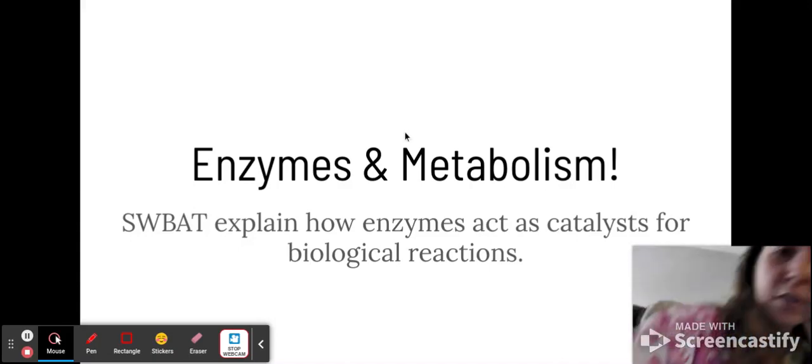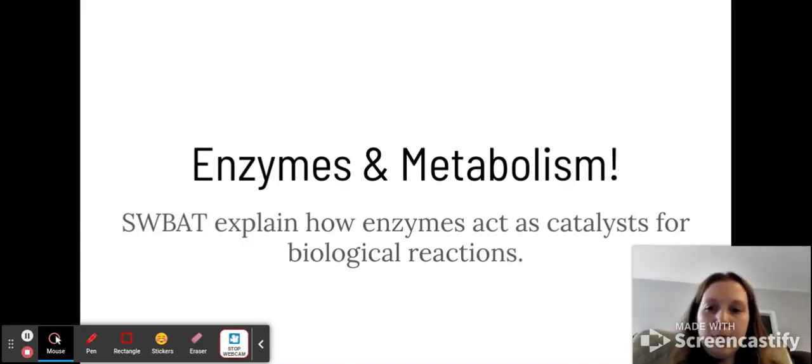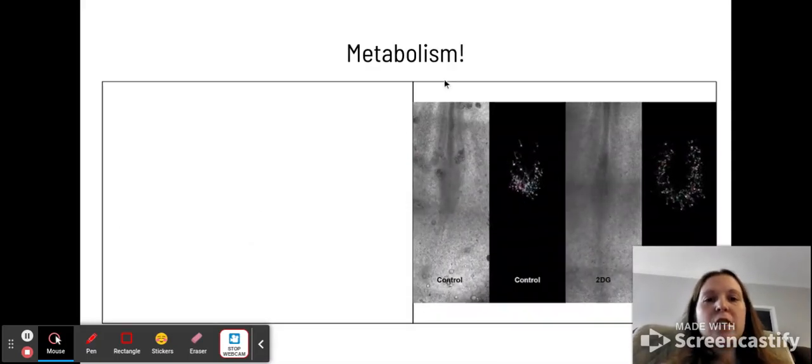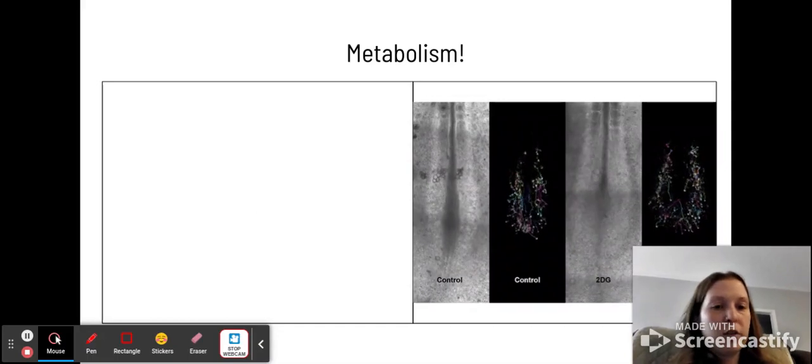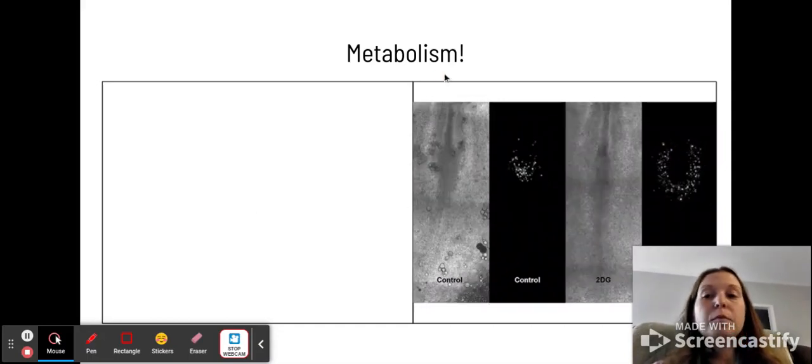Hey everyone, this is our lesson on enzymes and metabolism. So by the end of this lesson, you should be able to explain how enzymes act as catalysts in biological reactions. So first, let's make sure we understand what metabolism is. I know you've heard that term before, so let's just make sure we know what that means.